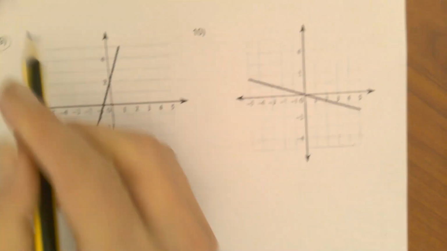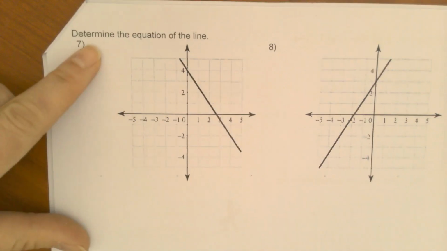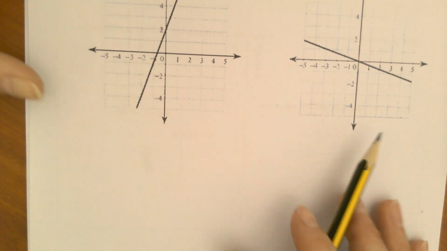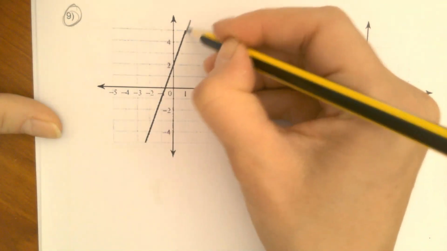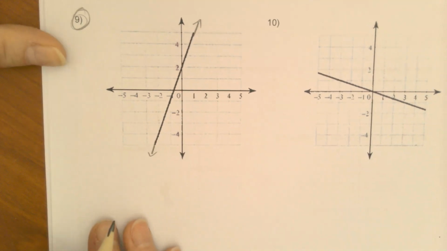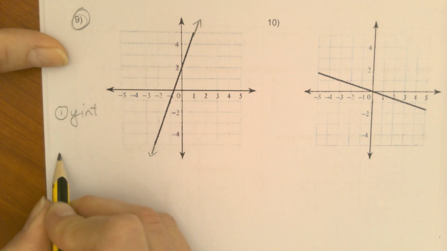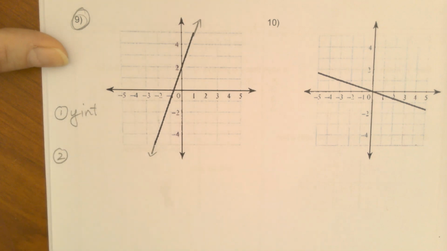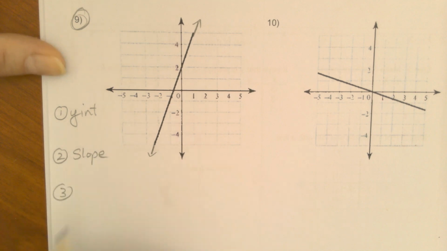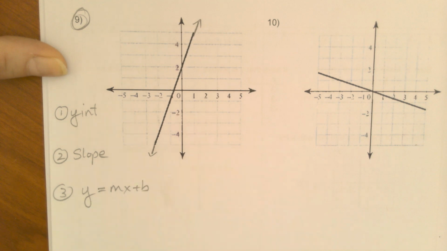Let's go to question number 9. So it says determine the equation of the line. So we have a graph of a line. Let's make it into a line. It needs arrows. Okay, what's the first step? Find your y-intercept. Second step, what is it? Yeah, we have to find the slope. In step 3, we need to put it into the equation. y equals mx plus b.